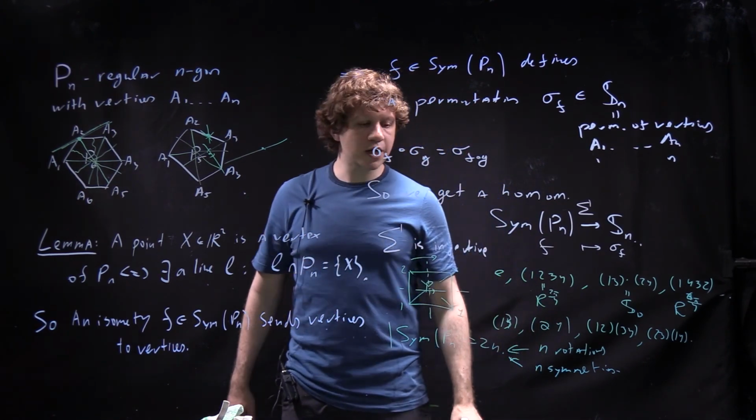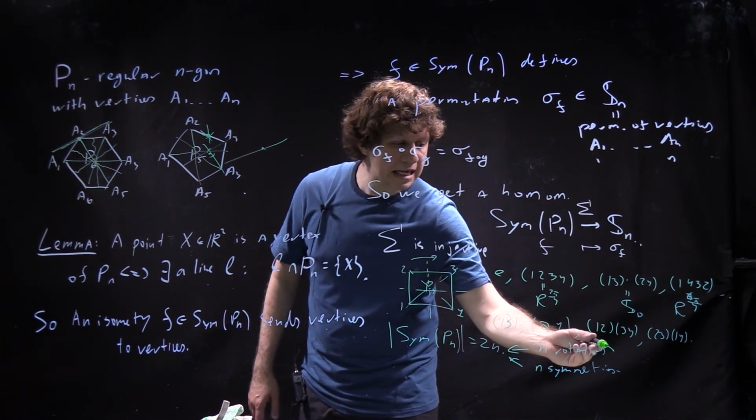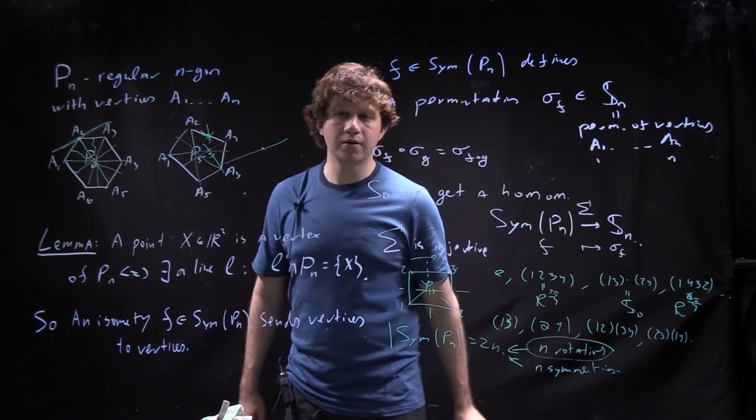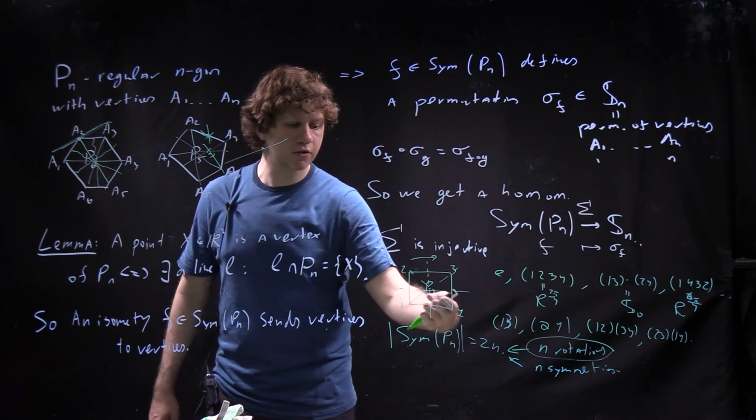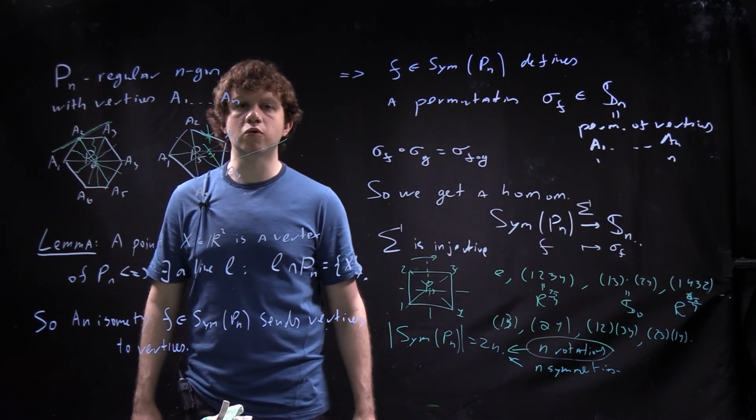So in the next lecture, I'm going to discuss these n rotations in more detail. The group formed by rotations preserving a regular polygon is a very important group called a cyclic group.